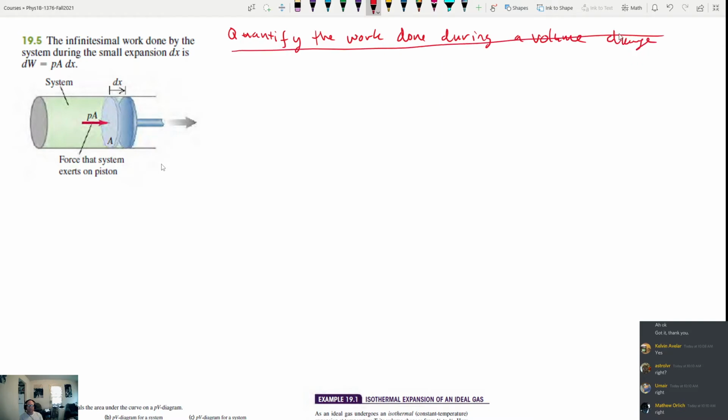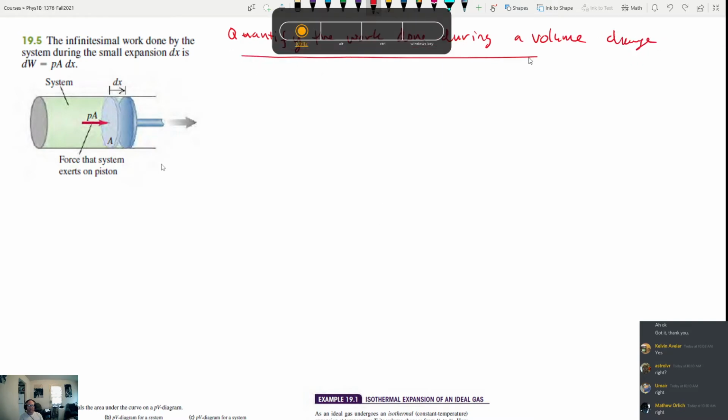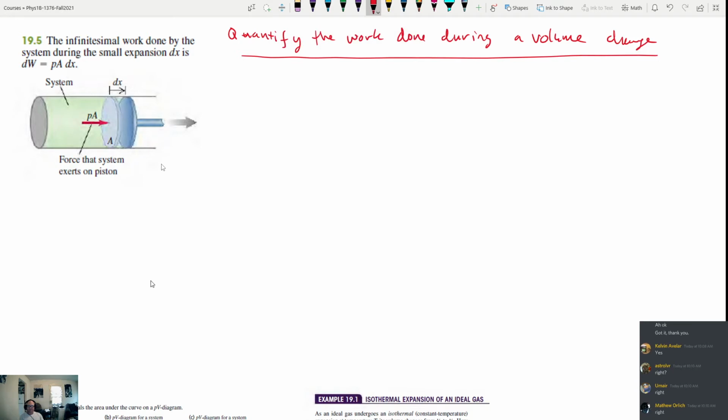Okay. Quantify the work done during a volume change. So we have a system. Here's our system. It's this green shaded in thing here. It's going to contain some molecules. Those molecules are going to have some pressure, denoted by P. And there's going to be a piston.